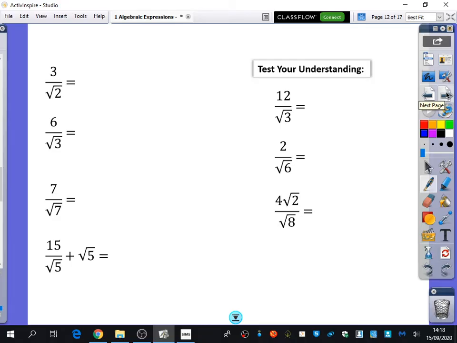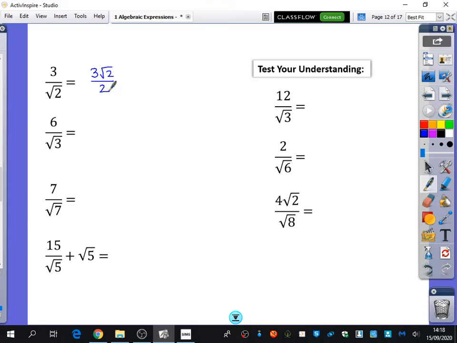So this first one, I'm going to multiply the top and bottom by the square root of 2. So when I multiply the top by root 2, I get 3 root 2. When I multiply the bottom by root 2, I get 2. So I rationalized the denominator. I concentrated on what the denominator was. It was root 2, and I decided I would multiply it by a root 2 to rationalize it.